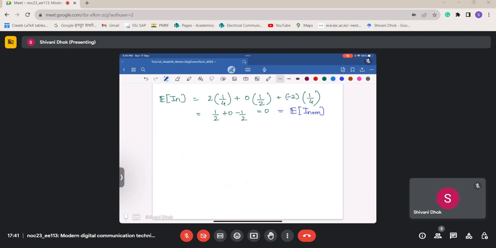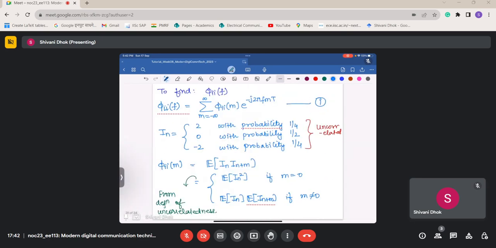Okay, now let's look at expectation of I n square. So this is equal to the first value square, that is 2 square, into its probability, that is 1 by 4, plus 0 into its probability 1 by 2, plus minus 2 square into its probability 1 by 4. So this is equal to 4 into 1 by 4 plus 0 plus 4 into 1 by 4, which is equal to 1 plus 1, which comes out to be equal to 2. And therefore this phi I of m is equal to 2.